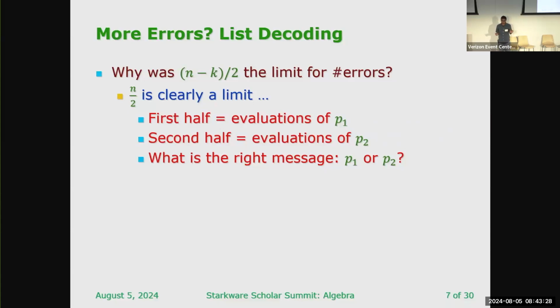We don't know if this is possible or not. We believe this may be possible. It's not been ruled out yet. What we can show is that the number is much larger than (n minus k) over 2.